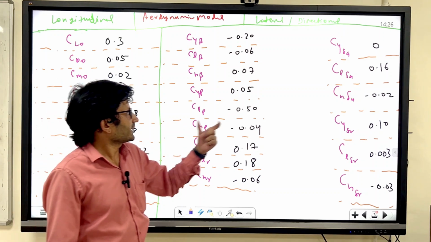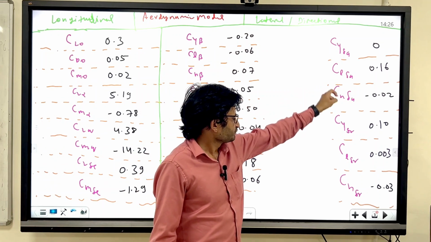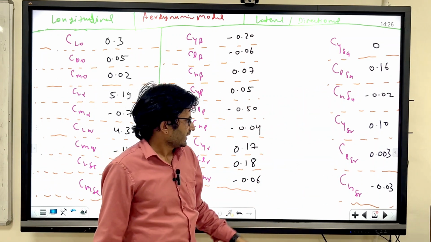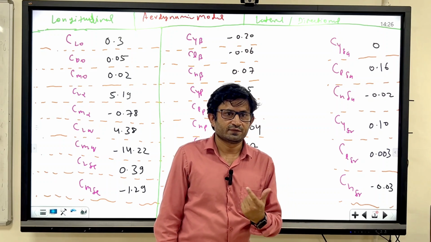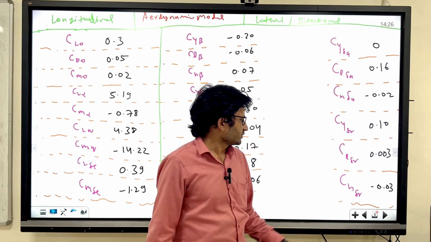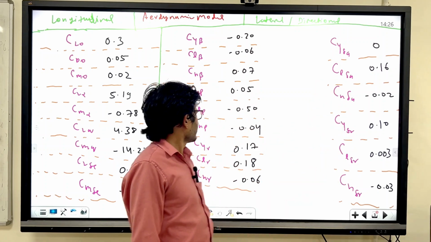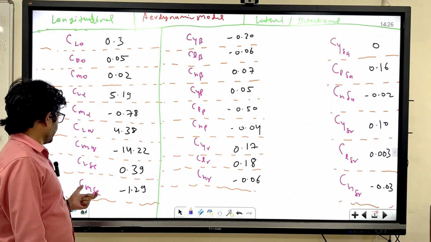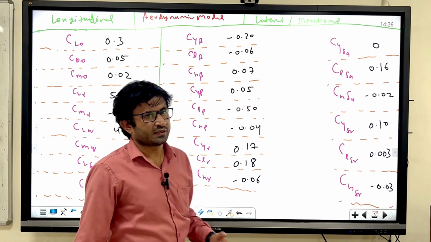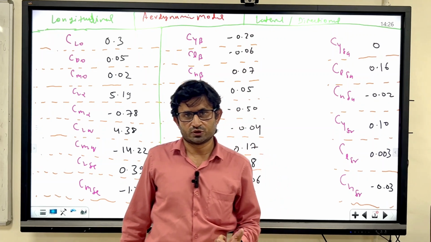Similarly, for the lateral case, we have CL delta A. That I have also derived, and CN delta, that I have also derived in the flight stability and control power lecture. So this is the rudder control power, this is the aileron control power, this is the elevator control power. And we know that when some kind of motion is introduced, another kind of motion will automatically be introduced.